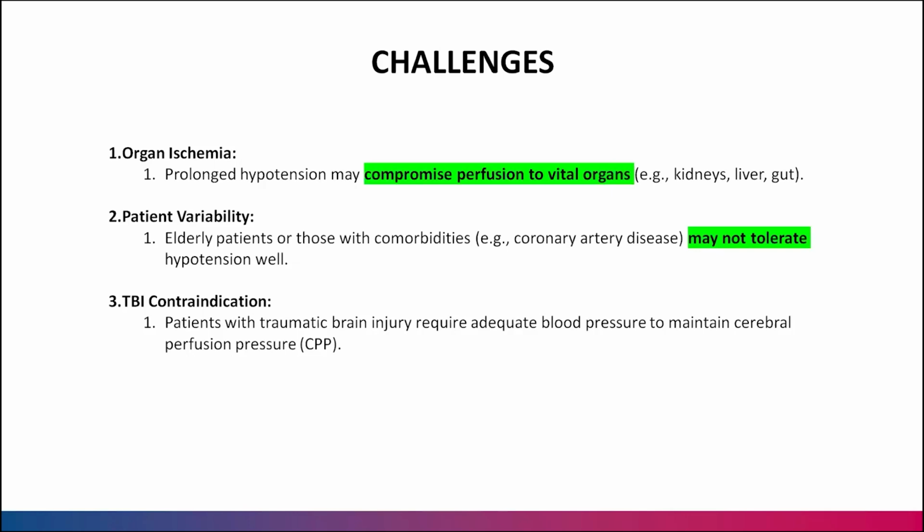The other thing is patients in the elderly age group, or with chronic comorbidities which are uncontrolled, especially IHD, CKD, may not tolerate this permissive hypotension, and that can further worsen their organ failure. And as you all know, in TBI, it's a contraindication.